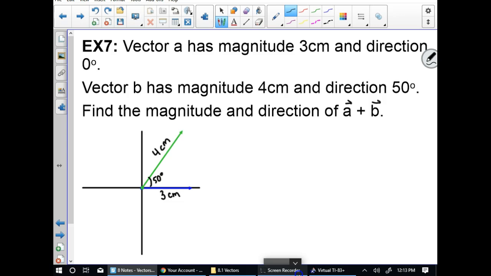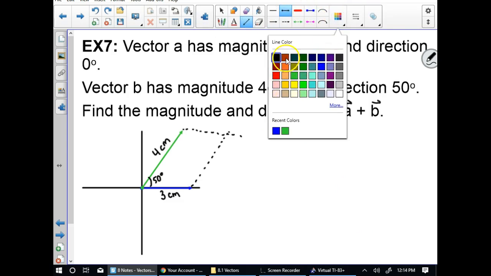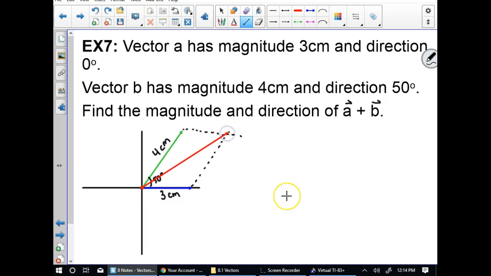Now, remember, when we're doing this, we've got to make a parallelogram, right? So we're going to draw a parallel line right here, draw a parallel line right here, and our resultant vector goes from the starting point to the other side of the parallelogram. We would also know if this is 4, this is 4, this is 3, this is 3. Alright, so here's our problem for this.